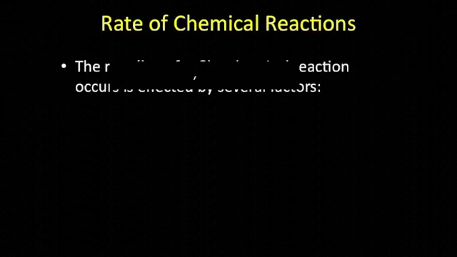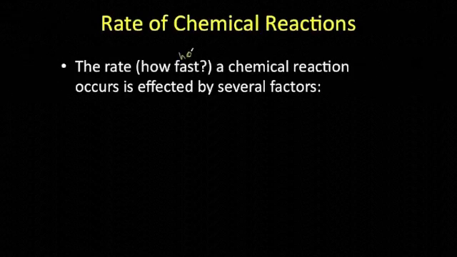Okay, good morning. Today we're going to discuss the rate of chemical reactions. All right, and basically that means how fast or how slow a chemical reaction occurs. And how fast or how slow a chemical reaction occurs is affected by several different factors. Today we're going to discuss four of them.